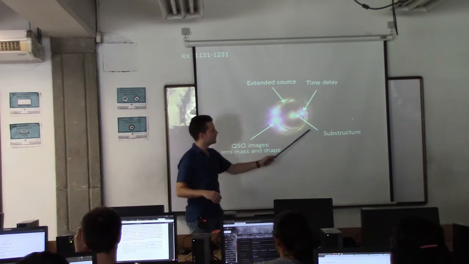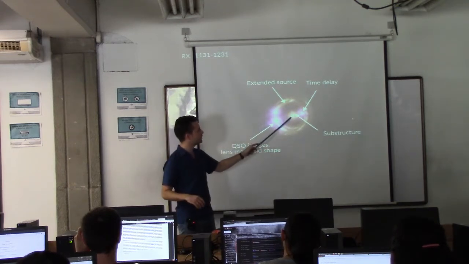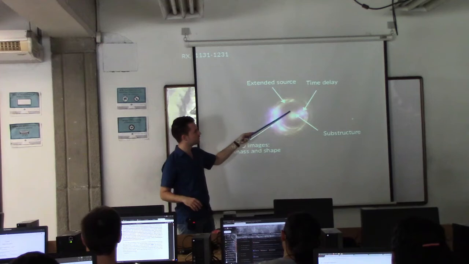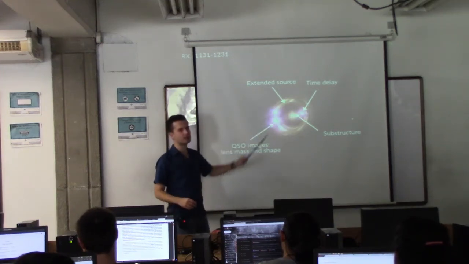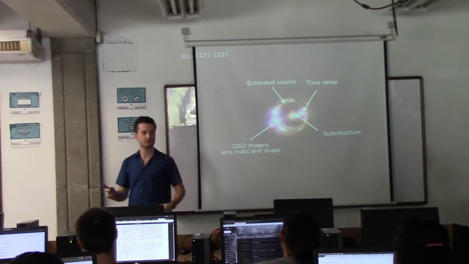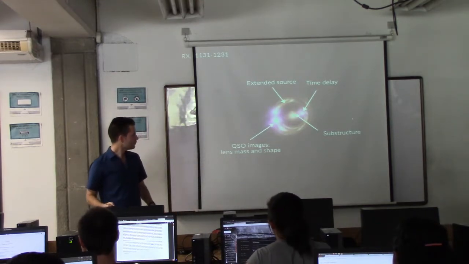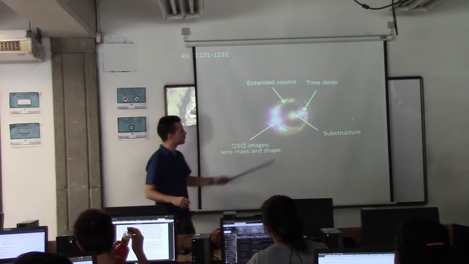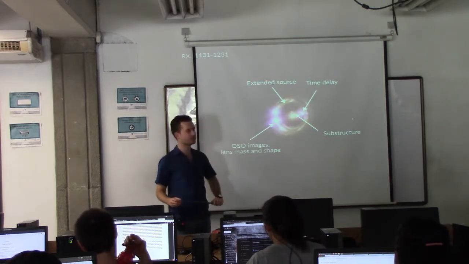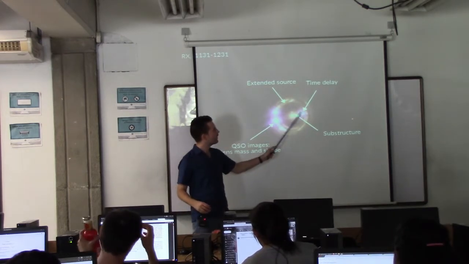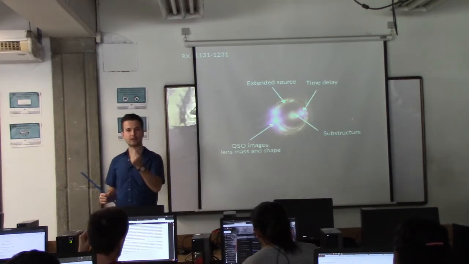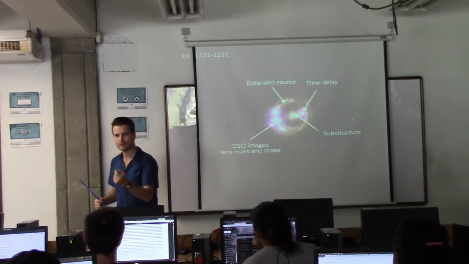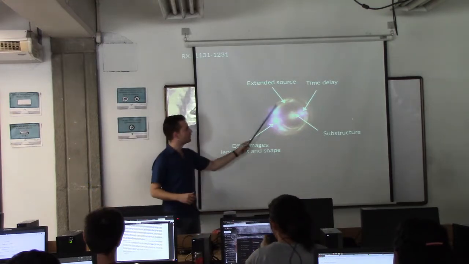One is the topic of the substructure, which is this tiny galaxy close to the massive elliptical that's doing the lensing, that needs to be included in the lens model and has some impact on our observations, but also on our understanding of dark matter. The other is the fact that these 4 images' brightness is not constant in time, but varies, and varies in different ways.